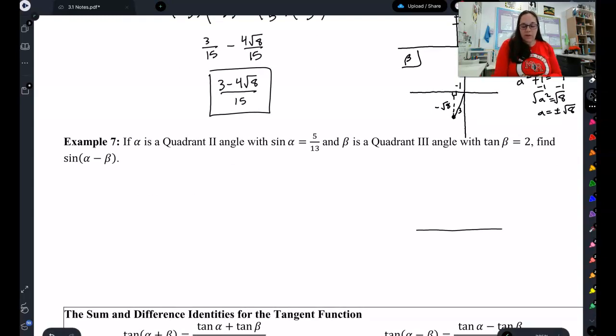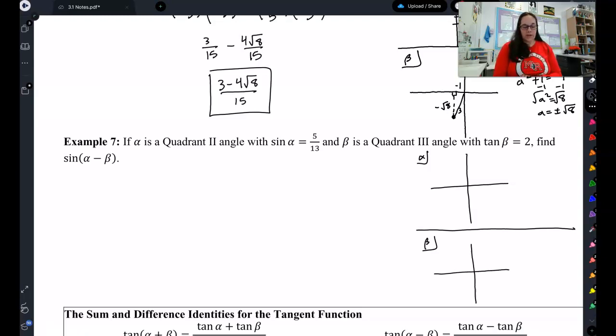It's going to be very similar in that you're going to need to draw alpha and beta, complete the triangles to find out all the information you need. And this time we are finding sine of alpha minus beta. So let's do our memory trick real quick. Sine can't, stays a negative, change signs. So that's all the information you need.